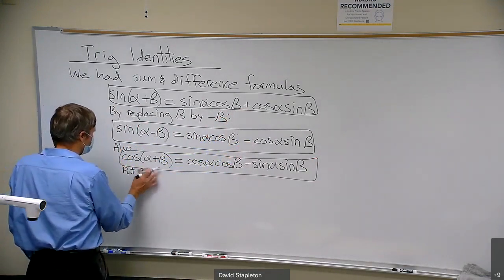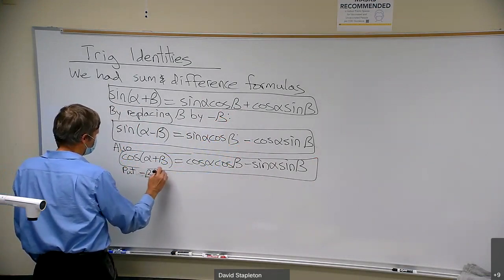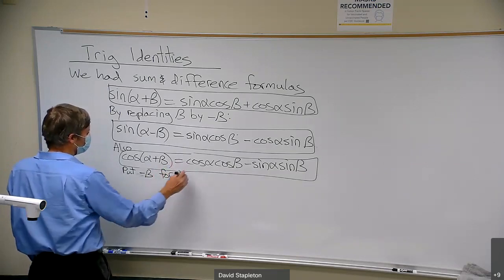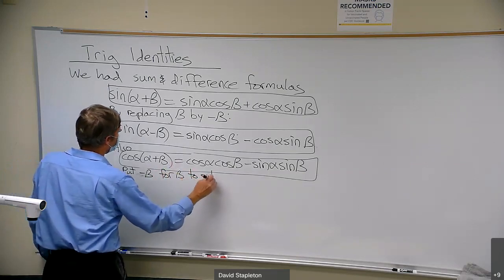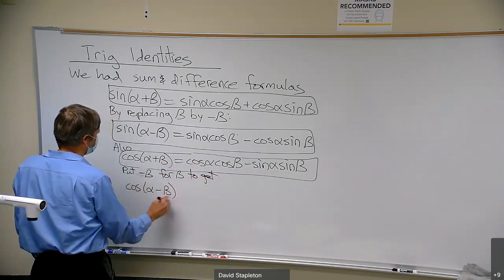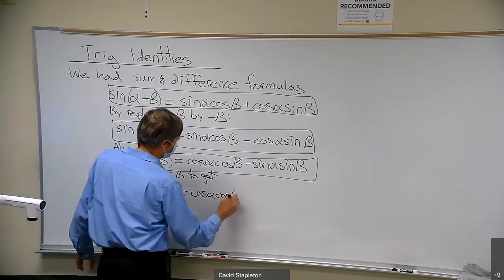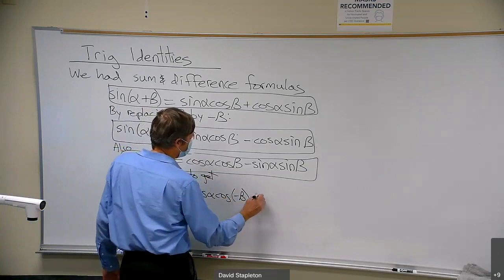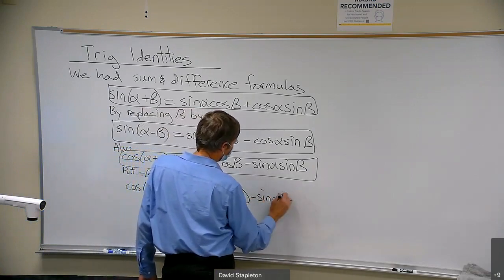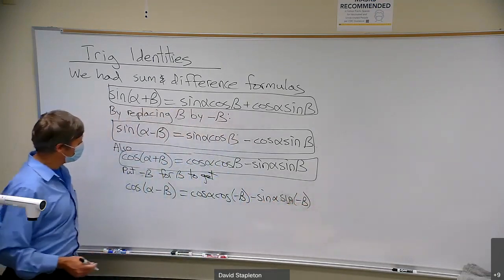And then if we put beta replaced by minus beta, this holds for arbitrary angle beta, we get the difference identity, right? The left side becomes cosine alpha plus negative beta, is cosine alpha minus beta. And I've got cosine alpha, cosine minus beta, minus sine alpha, sine of minus beta. We have a difference identity, right?